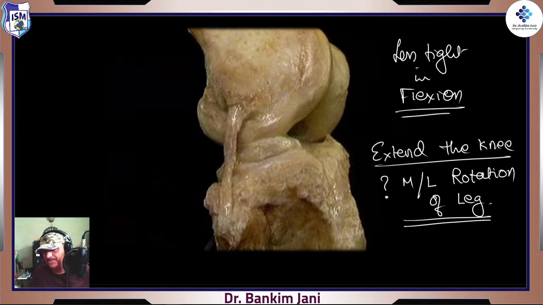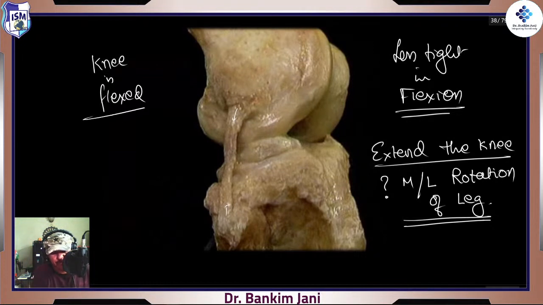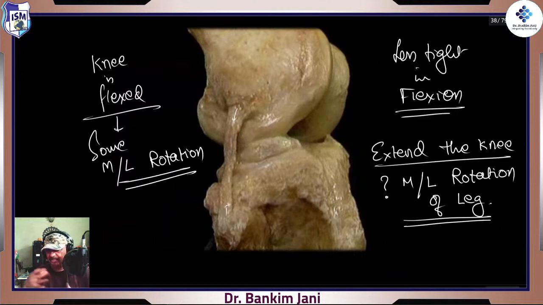But when you flex your knee joint, and then try to rotate, you'll find that there is some movement. So when the knee is flexed, there is some, not much, because it is well guarded, but there is some medial and lateral rotation. But when you extend it, the capsule is tight, collateral ligaments are tight, so they won't permit any movement. So that's the important concept.